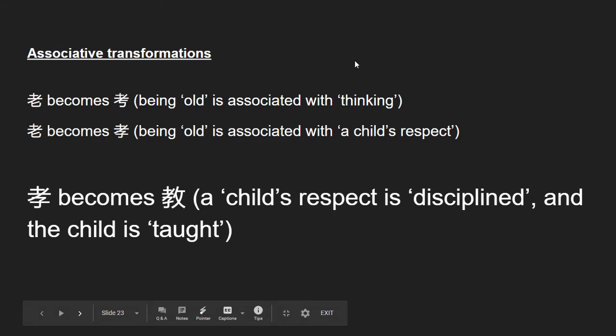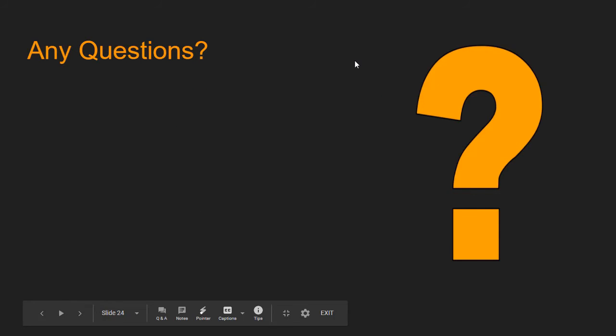Okay, so that's just a little insight into breaking down some of the kanji. And if anyone has any questions, you can either ask them here, voice, or you can just comment them down. So if not, we'll move on to the next section.